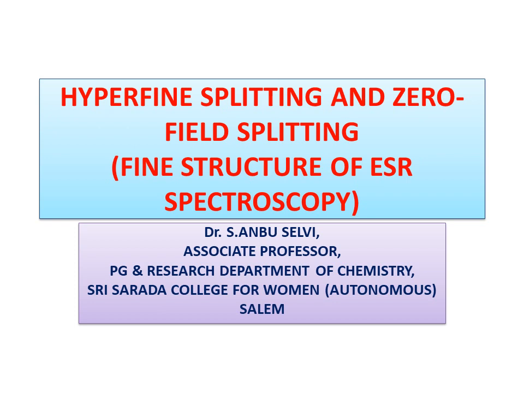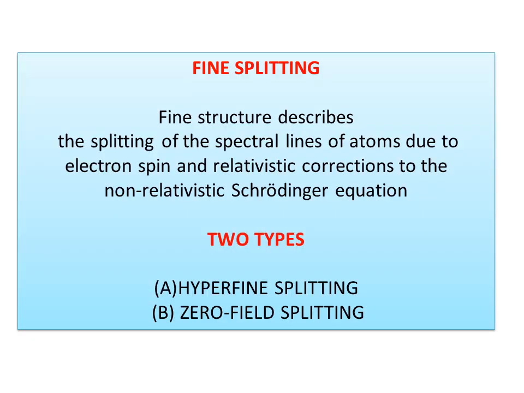In this video, let us see hyperfine splitting and zero-field splitting, that is, fine structure in ESR spectroscopy. Before entering the topic, let us first see what is fine splitting. Fine splitting describes the splitting of the spectral line of atoms due to electron spin and relativistic correction to the non-relativistic Schrödinger equation.